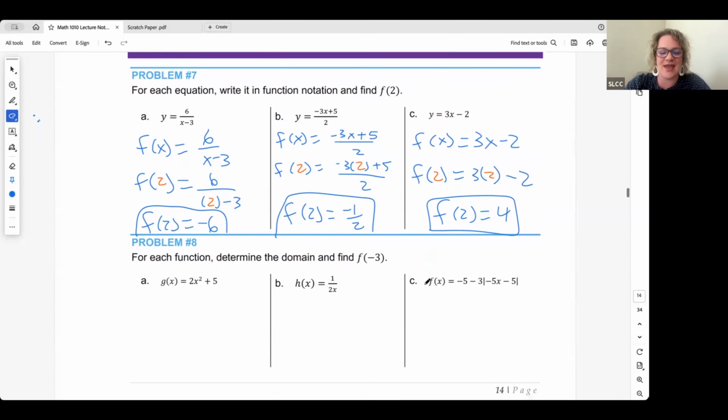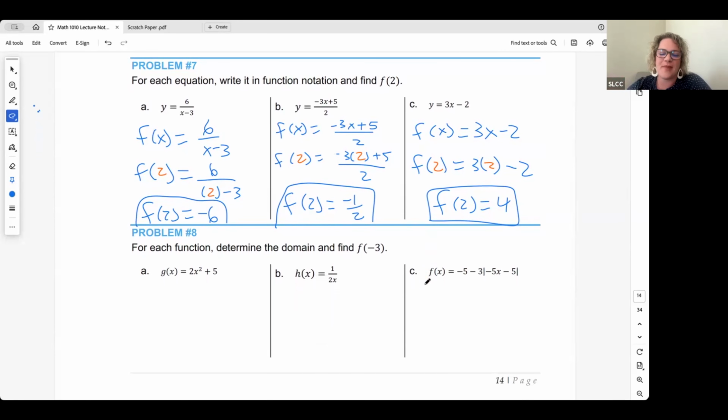Let's try problem number 8. Determine the domain and find f of -3, or g of -3, or h of -3, depending on what your function letter is. What is the domain? Look at this function. What can I input and keep the statement true? Can I input negative numbers? Sure. Can I input 0? Sure. Can I input positive numbers? Sure. So here the domain would be anything from -infinity to infinity.